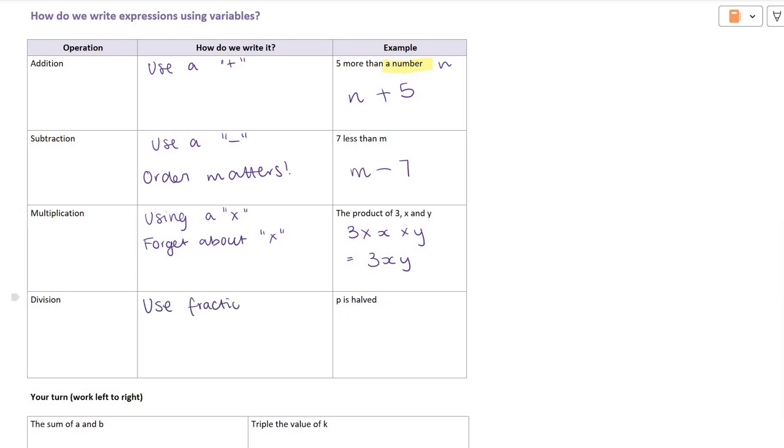Then for division, we use fractions. I know a lot of us can be averse to using fractions, but you do just have to use them. If I've got p is halved, there's 2 ways I can write this. I can say half of p, or I can take p and divide it by 2 and write that as p over 2.